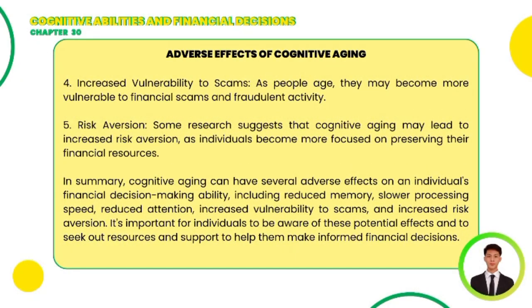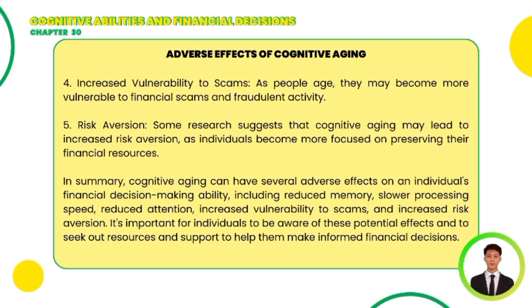Fourth is increased vulnerability to scams. As people age, they may become more vulnerable to financial scams and fraudulent activities. This can be due to a combination of factors including reduced cognitive ability and increased trust in others. Fifth is risk aversion. Some research suggests that cognitive aging may lead to increased risk aversion as individuals become more focused on preserving their financial resources. This can lead to missed opportunities for growth and can impact long-term financial planning.